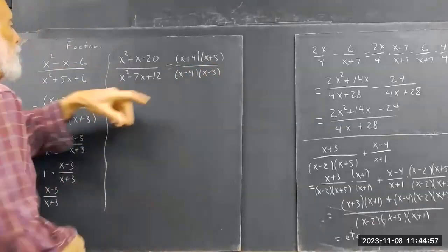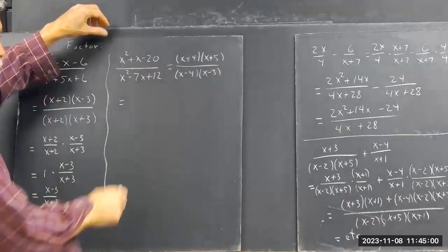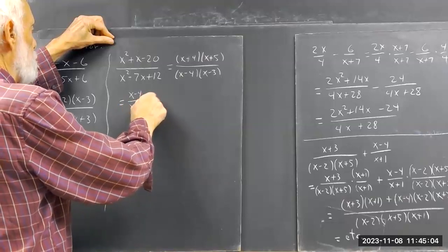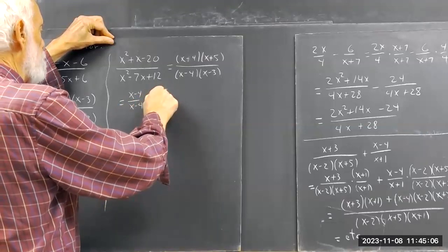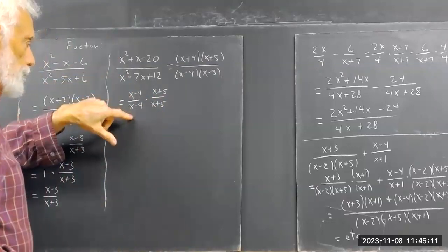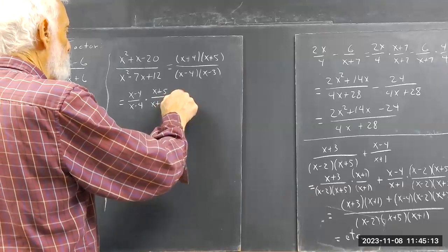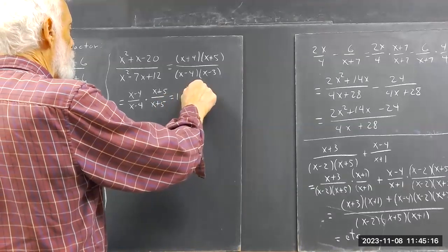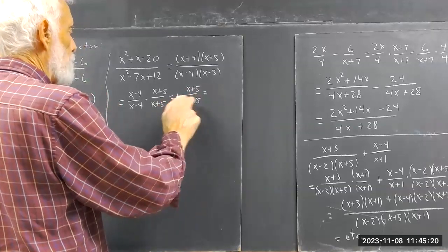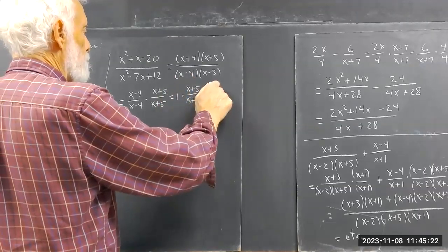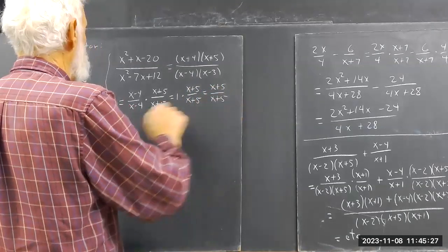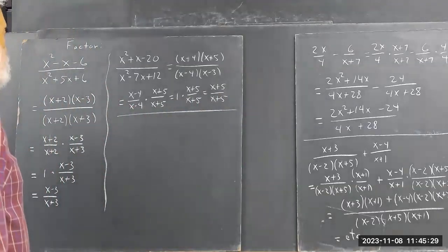And of course, the same thing that happened over here is going to happen here. You've got x minus 4 over x minus 4 multiplied by x plus 5 over x plus 5, and x minus 4 over x minus 4 is 1. And when you multiply 1 by this expression, you just get that expression.